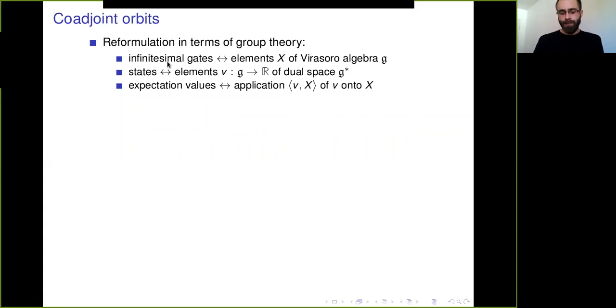So first of all, we have already identified unitary operators with elements of the Virasoro group, and we can also identify infinitesimal gates with elements of the Virasoro algebra, simply because these infinitesimal gates exponentiated give unitary operators, and these are identified with group elements. And we can further identify states with elements of the dual space, so functions that map from elements of the Virasoro algebra into the real numbers. And this identification simply happens by the fact that expectation values of these elements of the Virasoro algebra in the state are given by the application of this function E onto the element of the Virasoro algebra X.